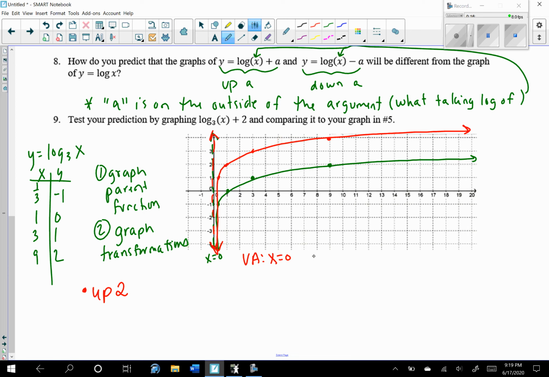The domain did not change. It's still 0 to infinity. And the range is still all real numbers, -infinity to infinity. Make sure you always use interval notation when writing that out.